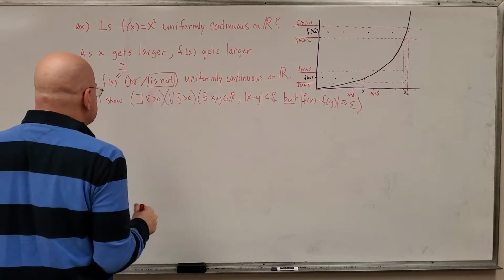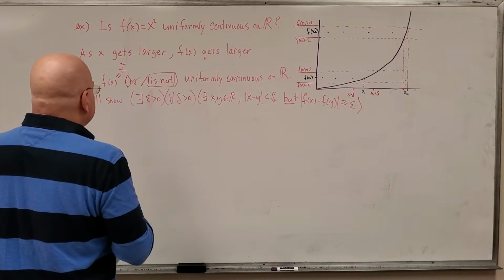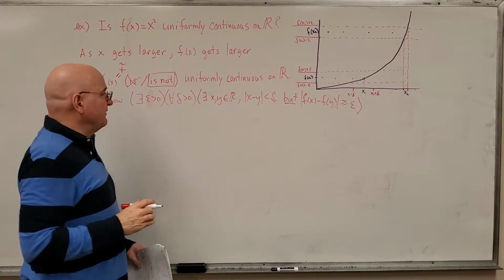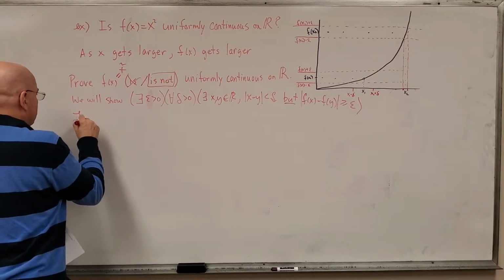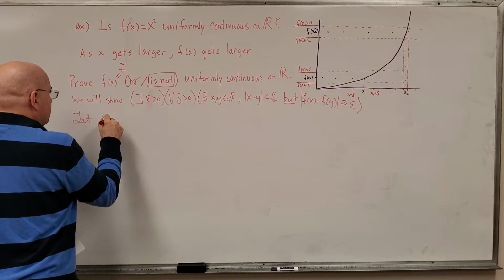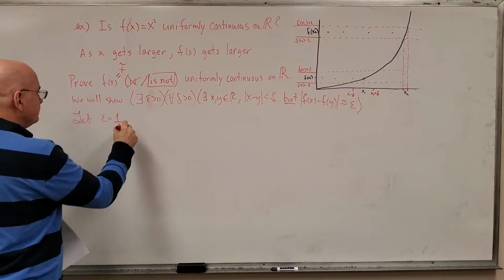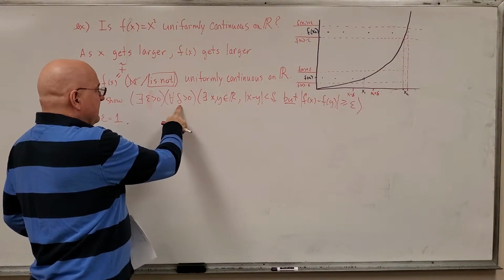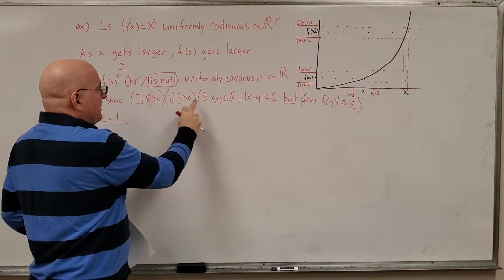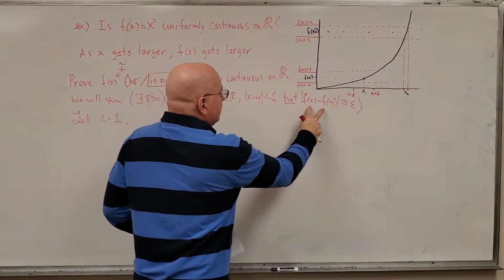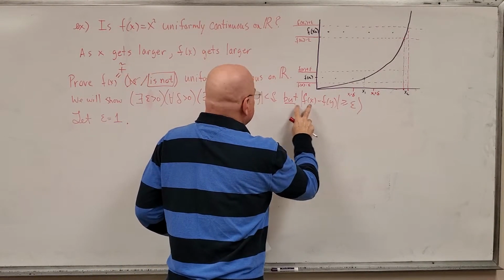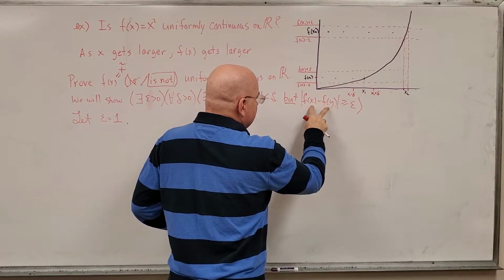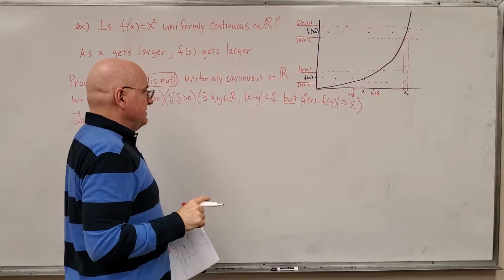So we're going to have to choose some things here. It turns out I can choose any positive number for epsilon that I want to. I'm just going to say let epsilon equal 1. And that means we're going to show that for every value of delta that we choose, we can find x, y close enough, less than delta distance, but the distance between f of x and f of y is at least epsilon.